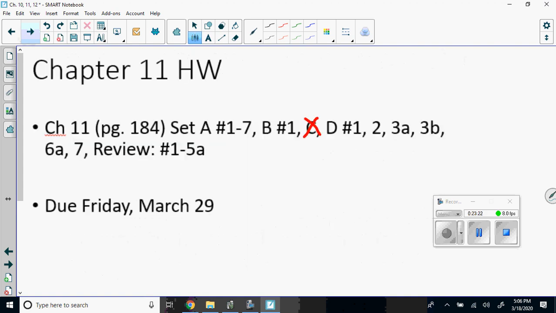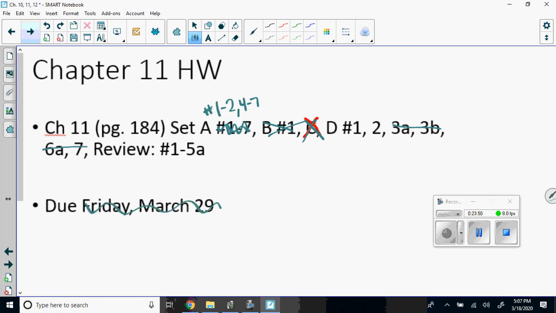Okay, chapter 11 homework, we're going to simplify this down some. For set A, we're going to do 1 through 2, and then 4 through 7. B is gone. C was already gone. For D, we're going to do just 1 and 2. And for the review, we'll keep 1 through 5A.